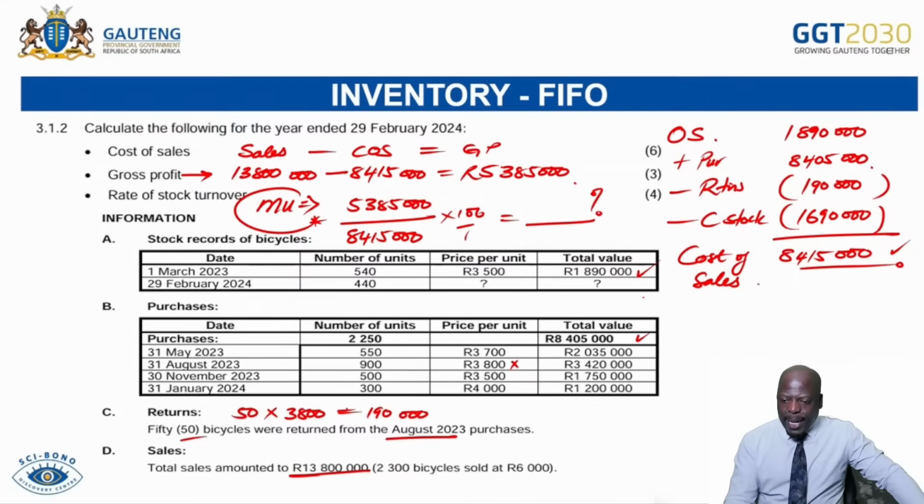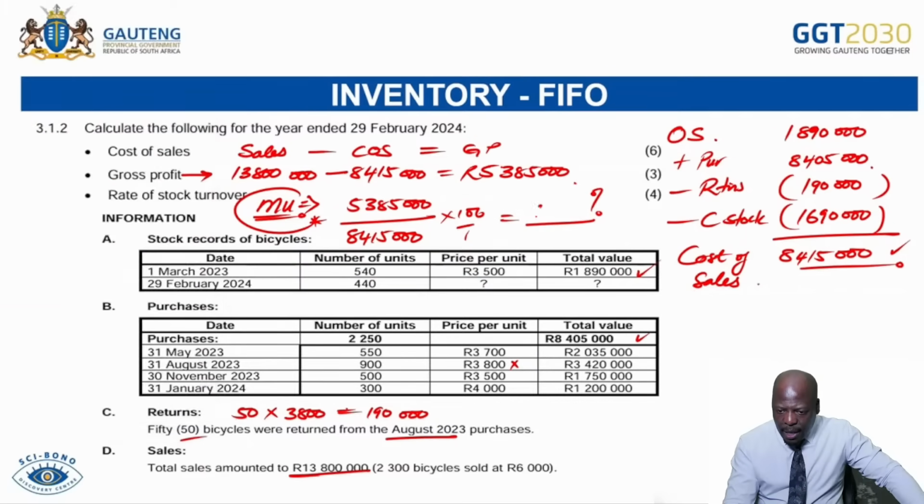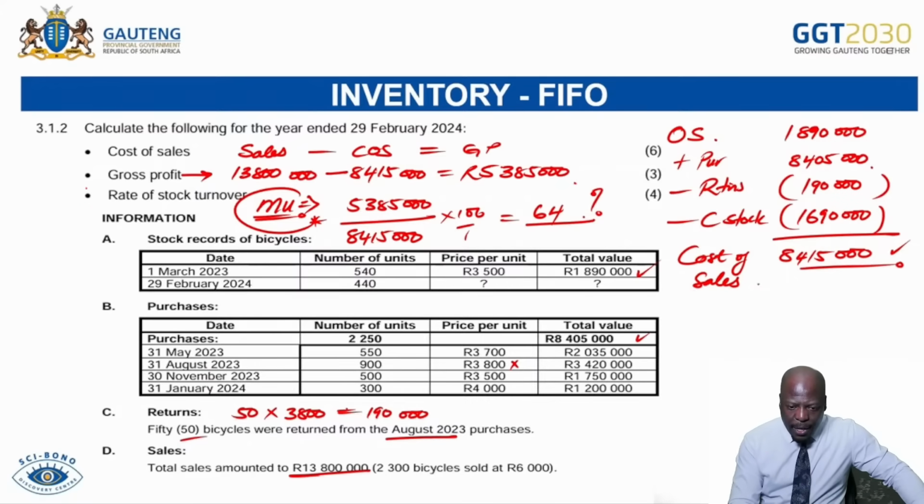But the financial indicator that was tested here was the rate of stock turnover. So this one, you need to punch it in your calculators on your own. Okay, let's do it together. You can say it is your 5 million, then you divide it by your 8,415,000. And then you can get a markup percentage of 64%. This was not part of the question, but an examiner can test that. It's very possible.